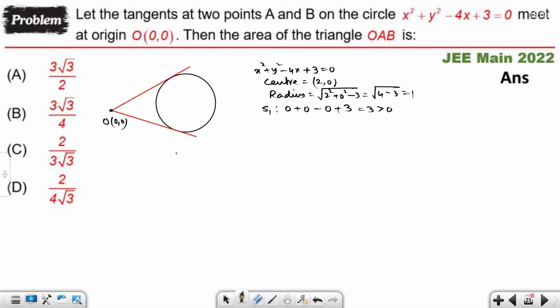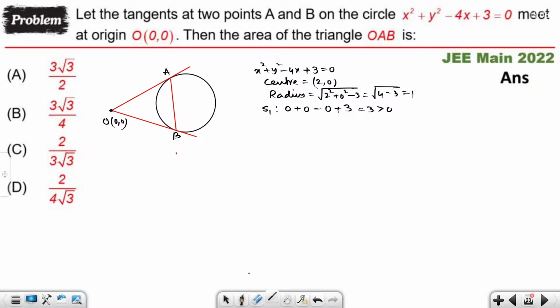Now we have to find out the area of the triangle OAB. We have to find out the area of the triangle OAB. What is A and B? A and B are the two points of contact on the circle. So now we have to find out the area of OAB. How to do that?